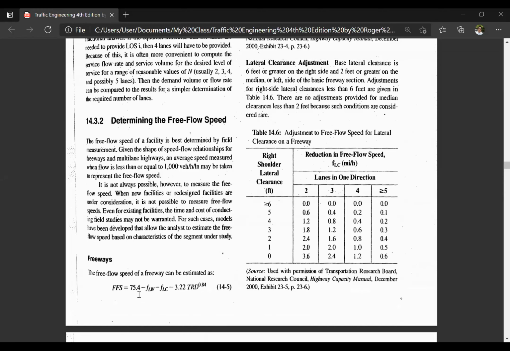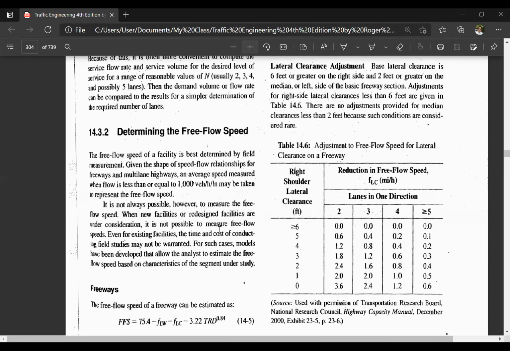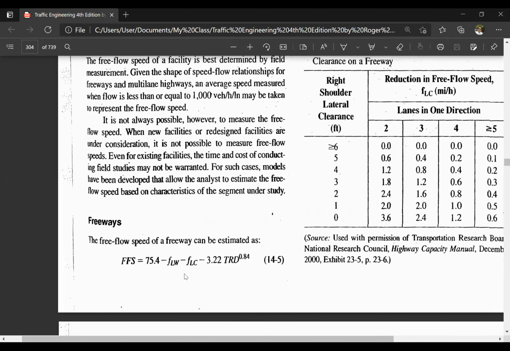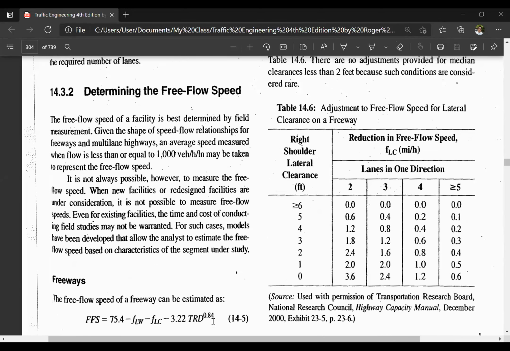If you look at this equation closely, it means we are no longer under the prevailing condition, right? If there is some impact from lane width and lateral clearance, and number of interchanges, the free flow speed will be changed.